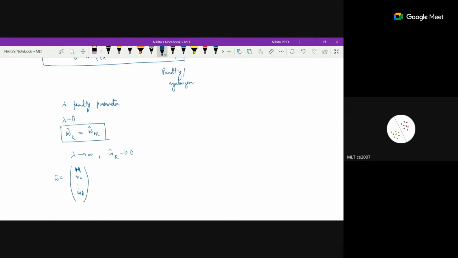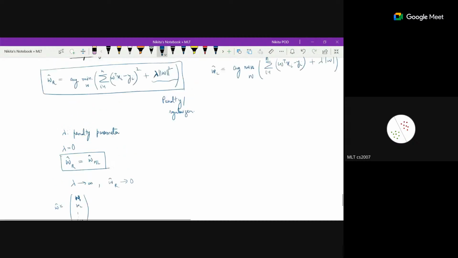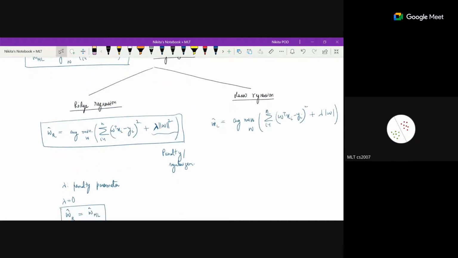So that is the advantage of using ridge regression and lasso regression. Basically, the lasso regression is used for feature selection. In case some features are redundant for us, those features can be removed in a sense, right? So that is the advantage.